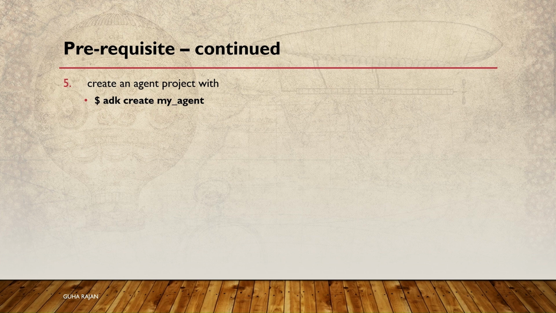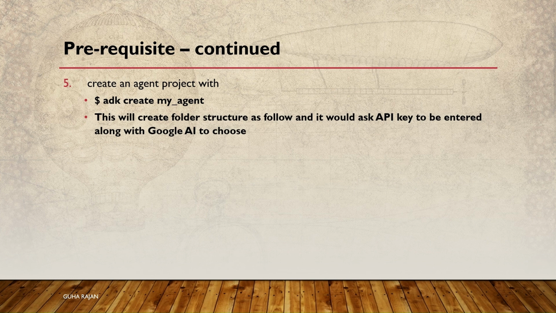You could have that as well. So this will create a folder structure, and along with the folder structure, it will ask for the API key and which one you want to choose, whether it is Google AI, that is Gemini AI, or some of the others. Only that one is available for now, so you need to choose number one for that. So it is self-explanatory.